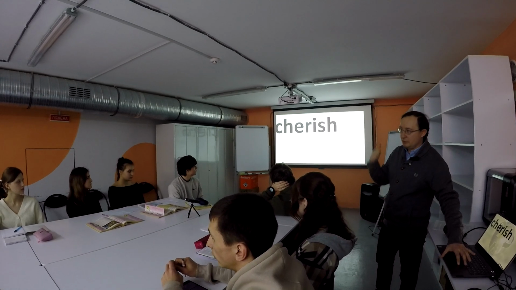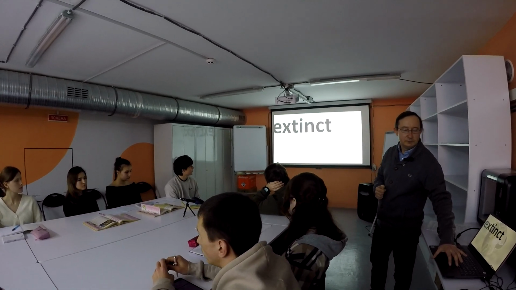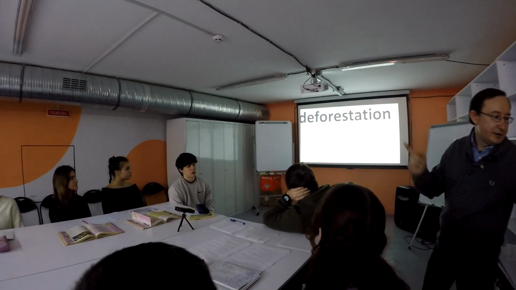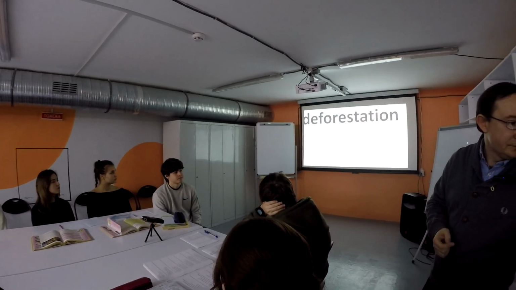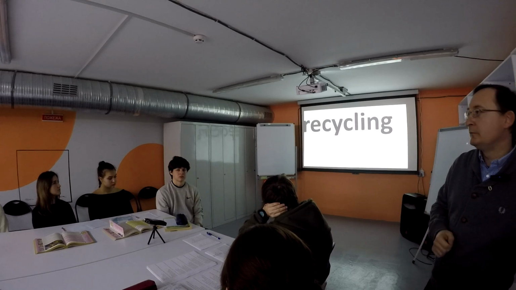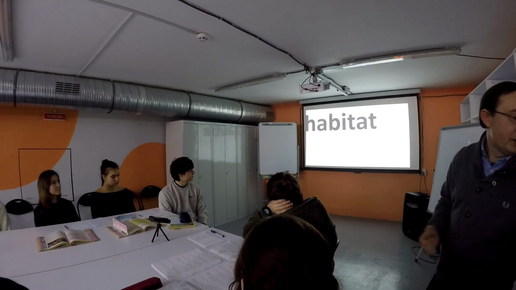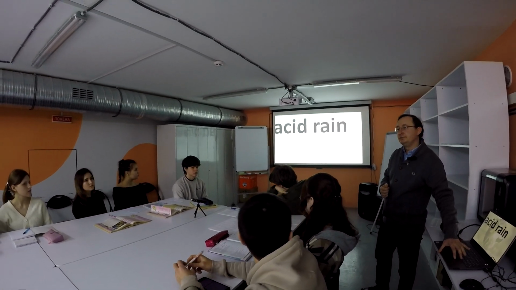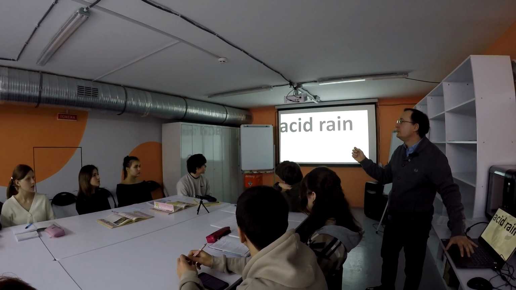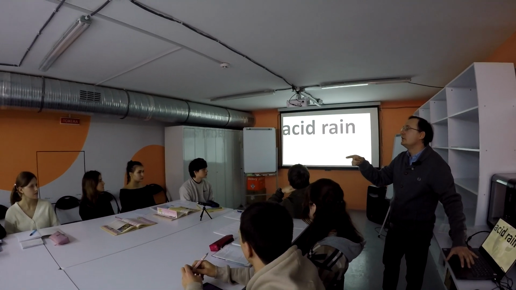Cherish, піклуватися. The word from the previous slide. Nastya Kovbych. Extinct. Вимерли, right. Vika. Deforestation, вирубка лісів. Right, Yana. Yulia. Pollution, забруднення. Yana. Recycling, переробка. Right. Sasha. Habitat. Середовище. Okay. Vladyk. Acid rain. Токсичний. What kind of rain? Точніше, кислотний. Кислотний дощ, right.